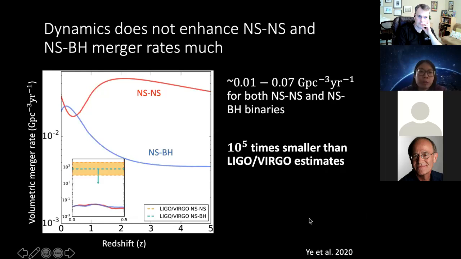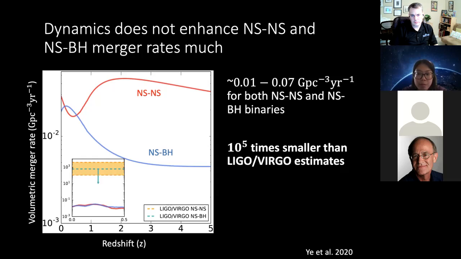And to conclude part 3, dynamics doesn't play an important role in enhancing the binary neutron star and neutron star black hole merger rates. So here shows the merger rates of neutron star binaries from clusters as a function of redshift. The merger rate is about 0.01 to 0.07 per gigaparsec cube per year in the local universe for both binary neutron stars and neutron star black holes.